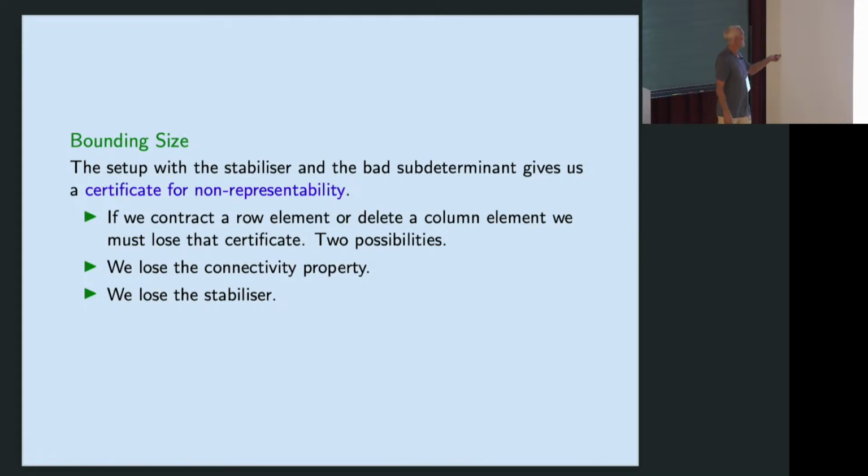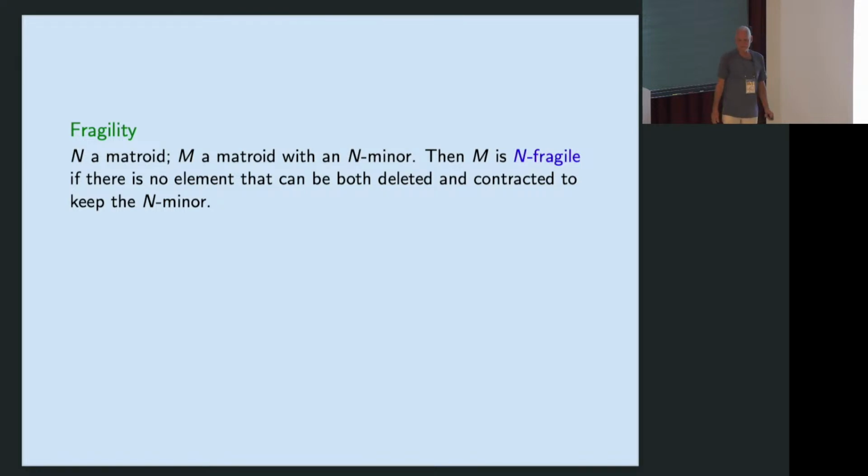And that corresponds to the problematic situation, which we call fragility, where I have a matroid with a minor that has the property that for any element, if I remove it in the wrong way, I'll lose that minor.